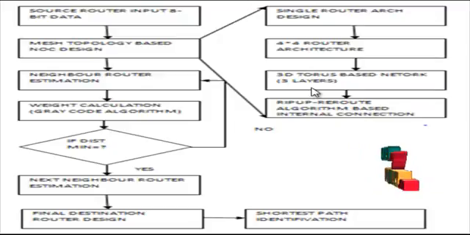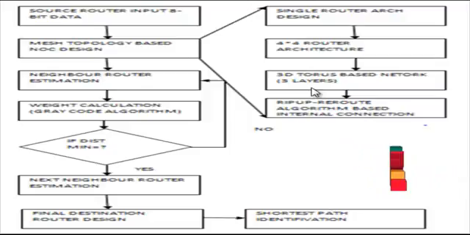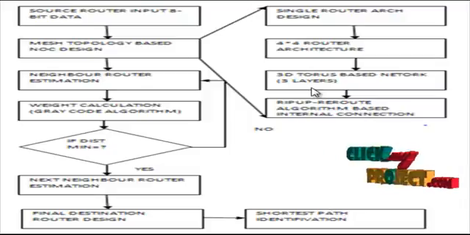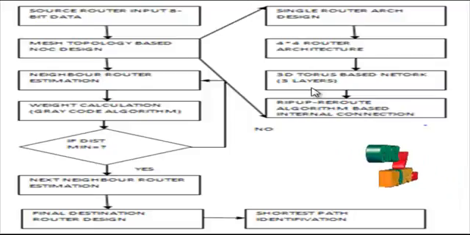In total, 48 router nodes are present in the 3D structure. Then we apply the rep-reroute algorithm based on the internal connections. These internal connections increase the performance of the neighbor estimation process, and we check the neighbor estimation router to calculate the weighted calculation.